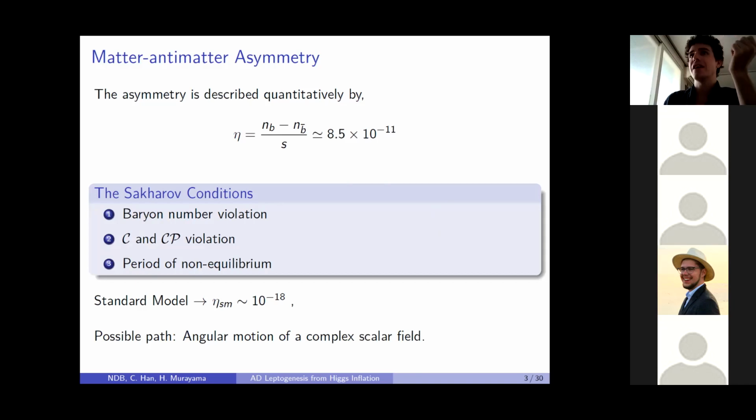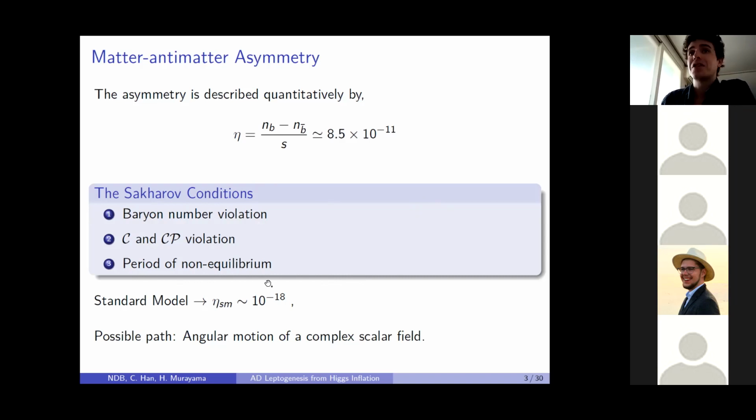In order to generate such an asymmetry, we require the satisfaction of the so-called Sakharov conditions in the early universe, assuming CPT invariance. Firstly, Baryon number violation. Obviously, if we start with a net zero or it's diluted from inflation, you need some source of Baryon number violation. You need C and CP violation, so some asymmetry between the reaction rates of these interactions, and then a period of non-equilibrium in which to accumulate this net Baryon number.